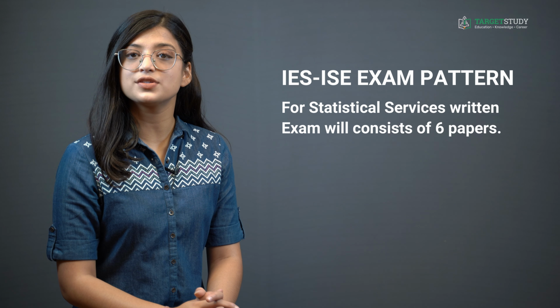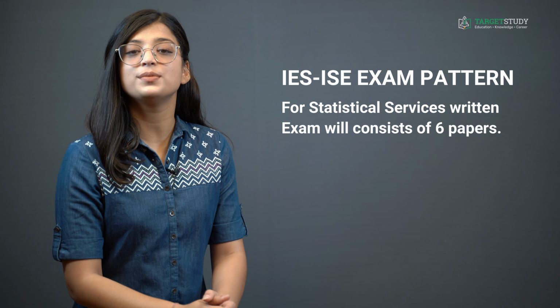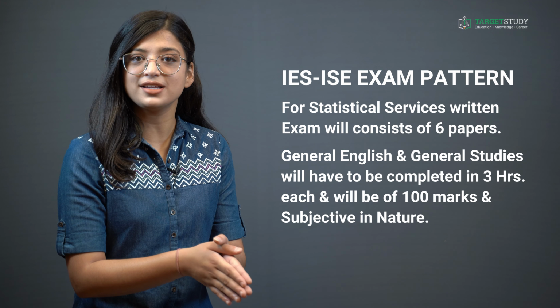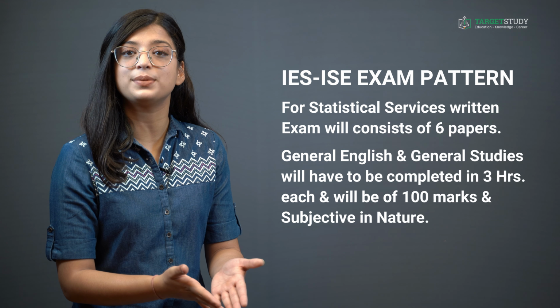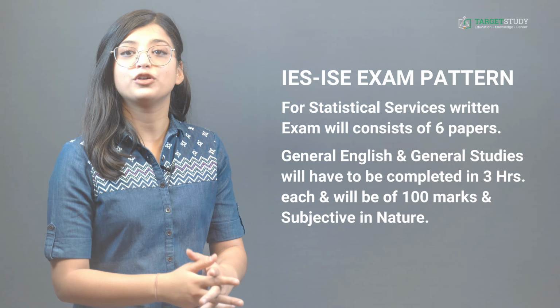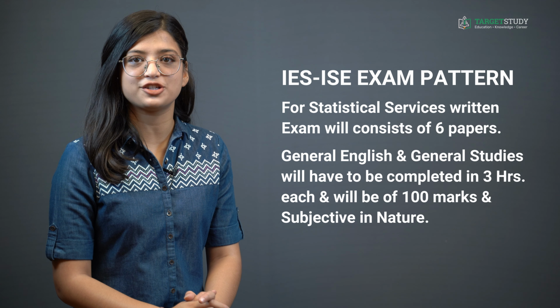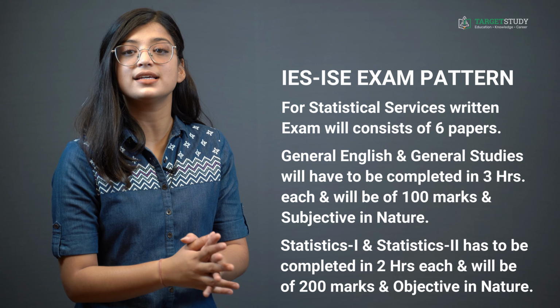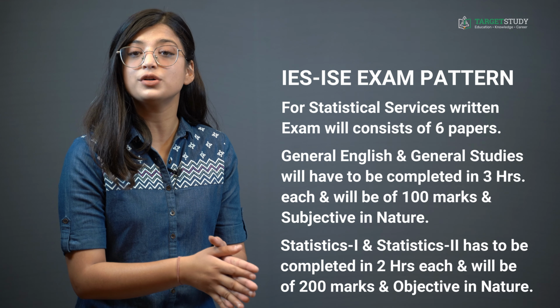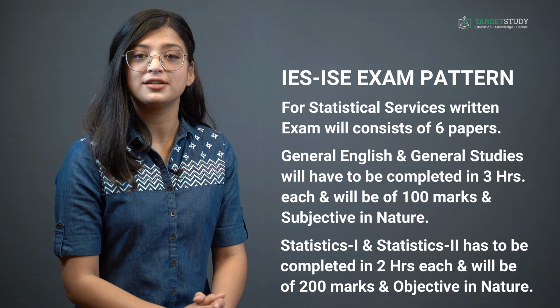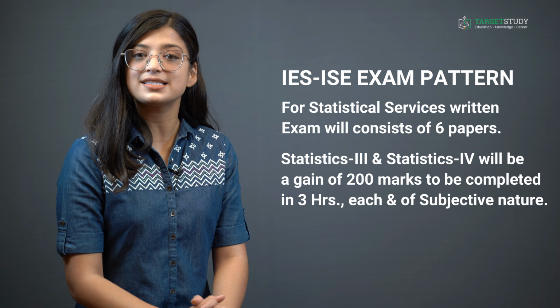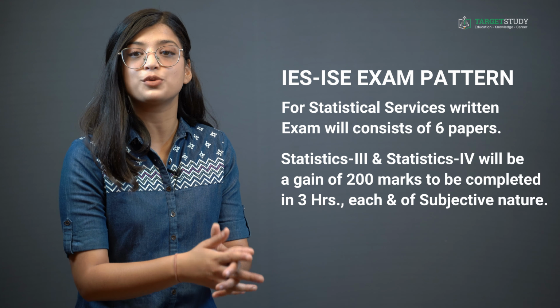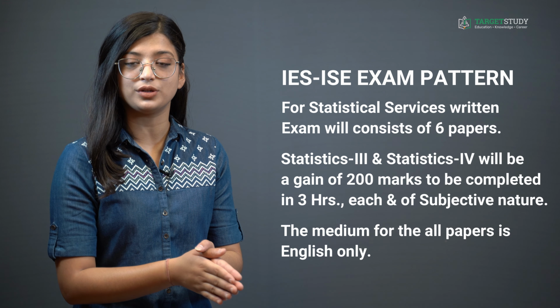For the Statistical Services written exam, again, there will be 6 papers. Papers of General English and General Studies will have to be completed in 3 hours each and will be of 100 marks and subjective in nature. Papers of Statistics 1 and Statistics 2 have to be completed in 2 hours each and will be of 200 marks and objective in nature. Papers of Statistics 3 and Statistics 4 will again be of 200 marks, to be completed in 3 hours each, and of subjective nature. The medium for all the papers is English only.